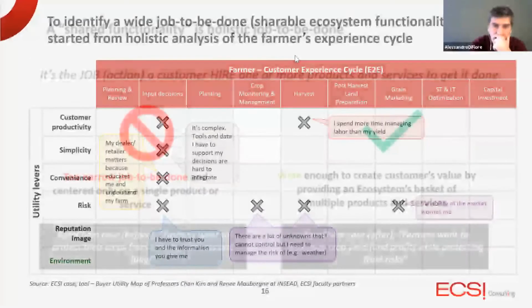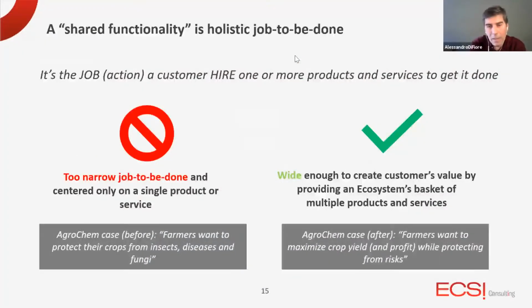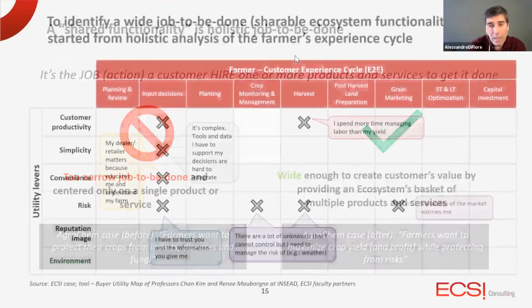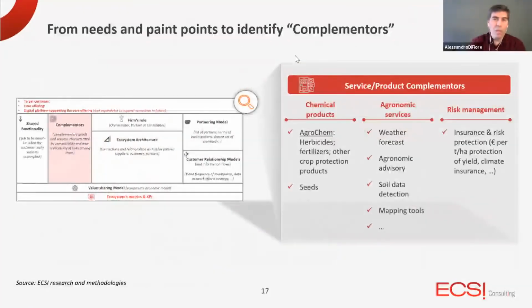And then from this, you can say, okay, in this case my ecosystem shared functionality is wider than just my narrow product one. And in that case, the next question is, how do I move from here to complementors? Once your shared functionality is clear, which are the complementors that make sense? So obviously, you have products, maybe your own products, like in the case of this agricultural chemical company: fertilizers or crop protection products and seeds.